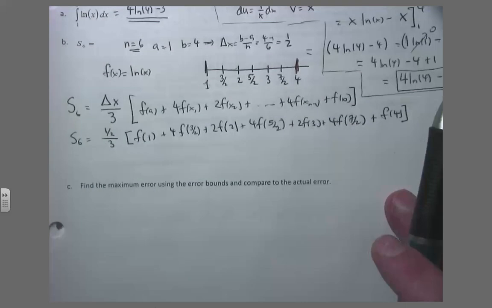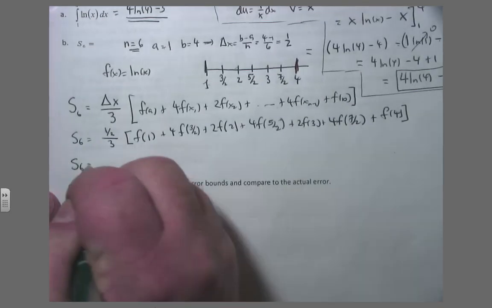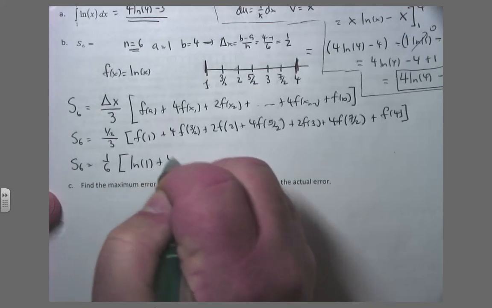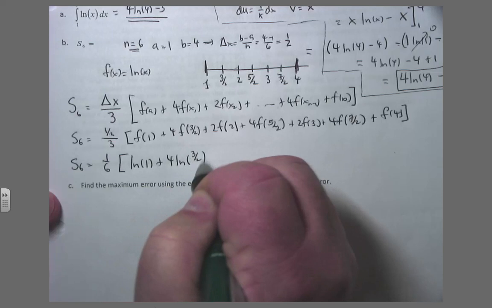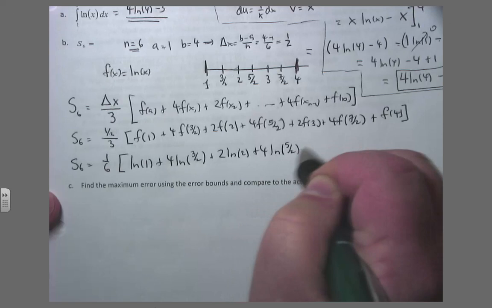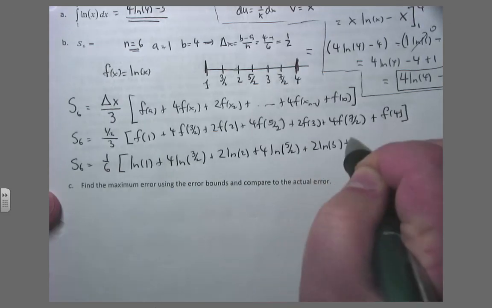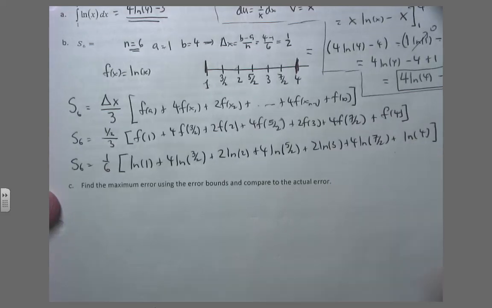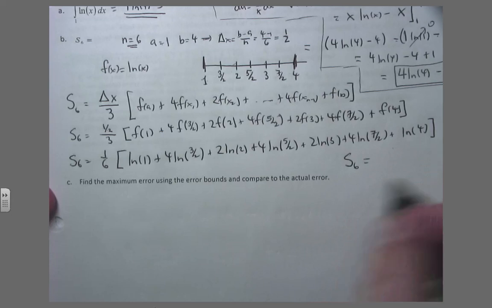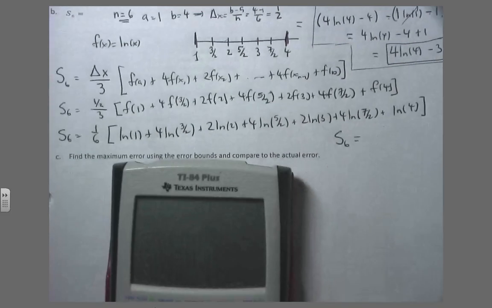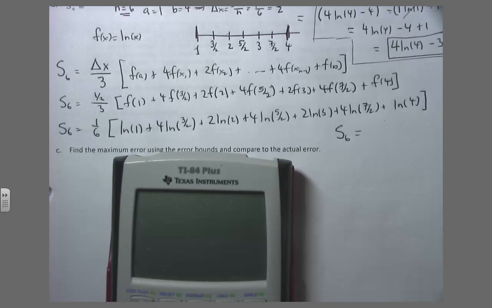So, to show my work, S6 is equal to 1/2 divided by 3, which is 1/6, times the natural log of 1 plus 4 times the natural log of 3/2 plus 2 times the natural log of 2 plus 4 times the natural log of 5/2 plus 2 times the natural log of 3 plus 4 times the natural log of 7/2 plus the natural log of 4. So to actually calculate S6, at this point, it becomes a calculator problem. Does that make sense? So, here we go.